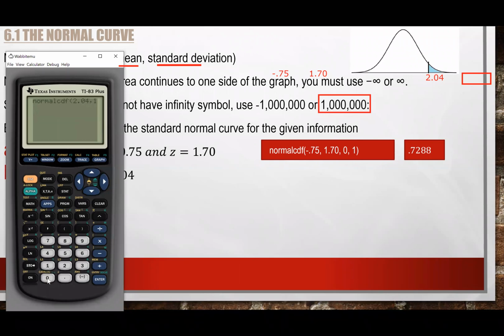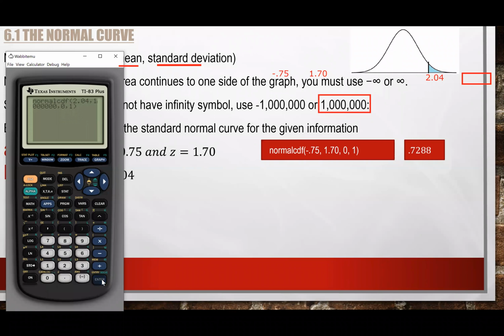Well, my upper limit, because it keeps on going, will be some humongous number. So let me just put 1 million, comma. Again, it doesn't have to be 1 million. You can use 10,000, or 10 million, that's fine. What is my mean? My mean is 0. And what is my standard deviation? My standard deviation is 1. Because it's a standard normal, your mean is 0 and your standard deviation is 1.